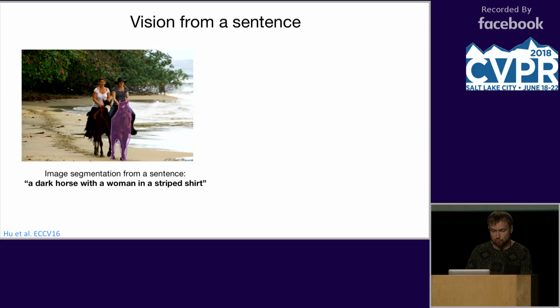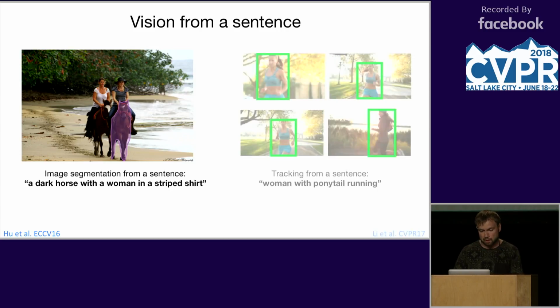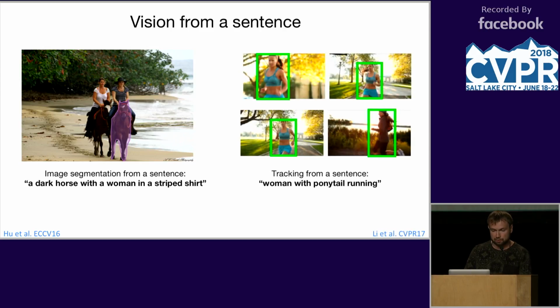So there are works that perform a task from a sentence. For example, there was a work in ECCV 2016 doing image segmentation from a sentence. So instead of segmenting objects according to class label, for example, like horses, they concentrated on one particular instance of a horse according to a textual description. Another work is from CVPR 2017. It's tracking from a sentence. So instead of specifying a target in the first frame with a bounding box, they specify a target with a sentence description.